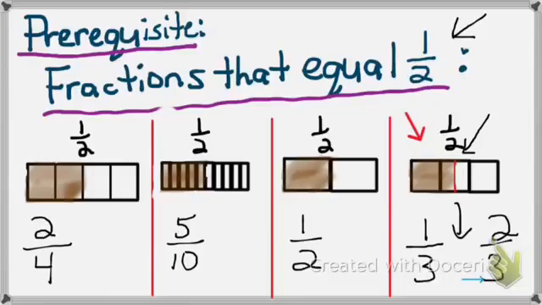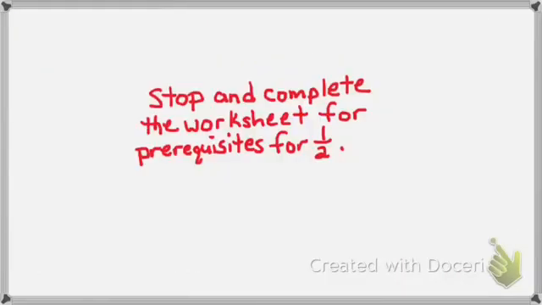This is the line where my 1/3 section ends. This is the line where my 2/3 section ends. Is my red line where my chocolate ends right smack in the middle of 1/3 and 2/3? Yes, it is. So half of a chocolate bar that's cut into thirds is right halfway between 1/3 and 2/3. Please stop and complete the worksheet for prerequisites for 1/2.